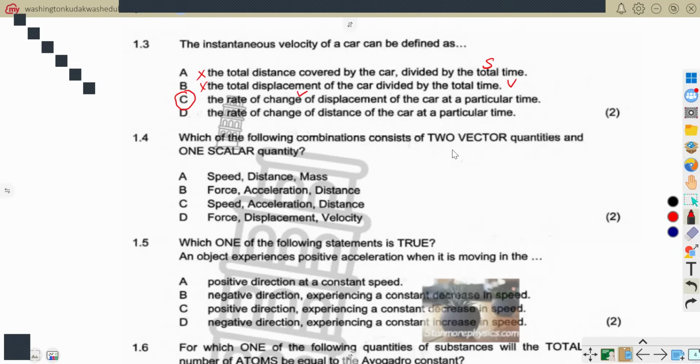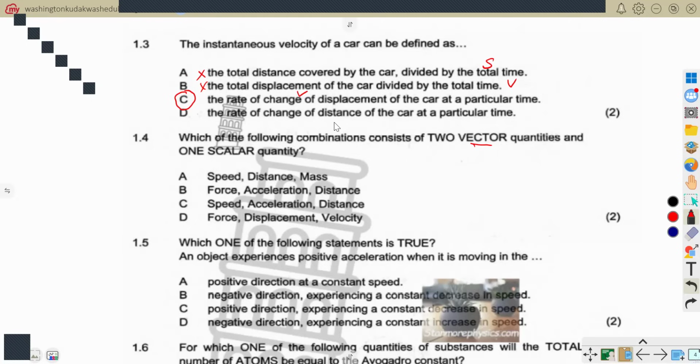Now let's go to question number 1.4. Which one of the following combinations consists of two vector quantities and one scalar quantity? So we need to define what a vector quantity is and what a scalar quantity is so that we can choose from the options the two vectors and one scalar. A vector quantity is a quantity that can be defined by both its magnitude and direction, whilst a scalar quantity can only be defined by its magnitude.